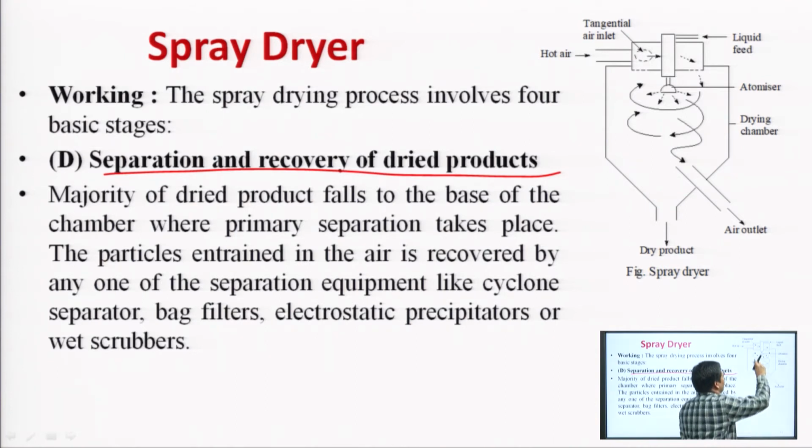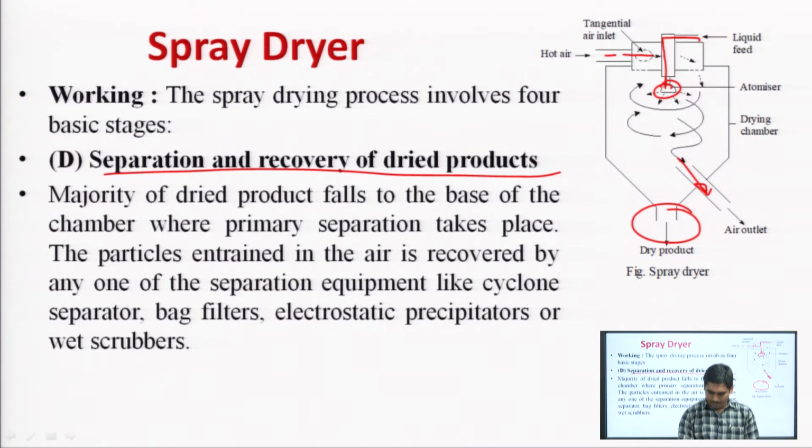So, in short, what is going on? This is the point for hot air inlet. Through this, feed is introduced and with the help of this atomizer, feed is sprayed into this drying chamber in a centrifugal way, in this circulating manner. From there, the hot air is moving out and the dried products are collected from the bottom of the container.